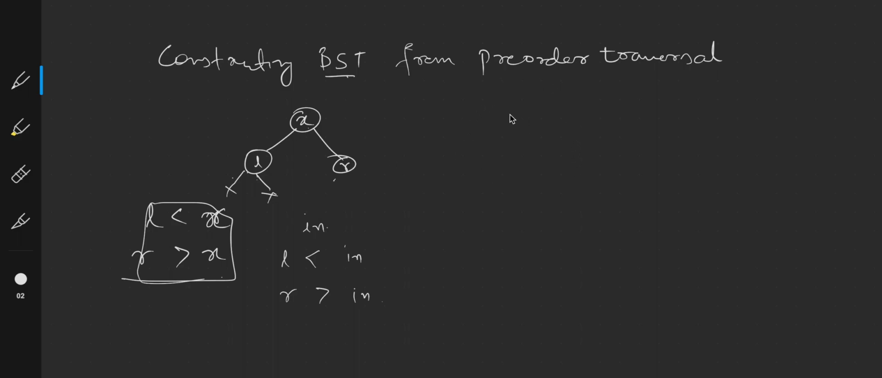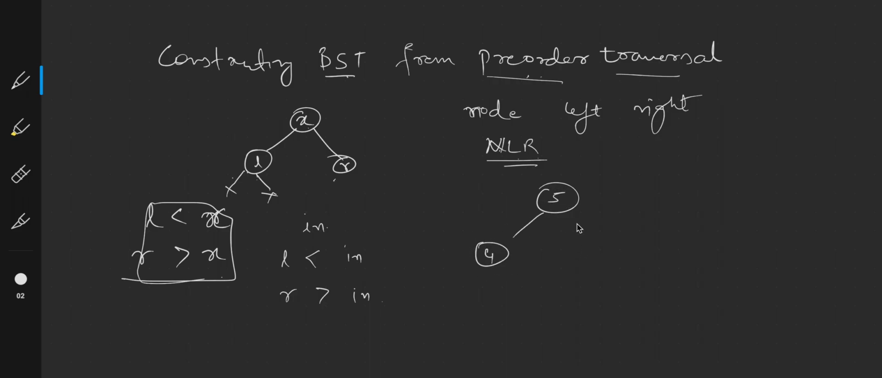And what is pre-order traversal? In pre-order traversal, we first visit the node, then the left subtree, and then the right subtree. We can also call it NLR, node left right. So this is the meaning of pre-order traversal. Now let's do one simple pre-order traversal to understand what a pre-order traversal is.